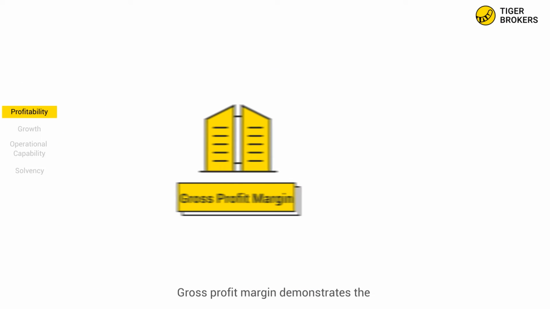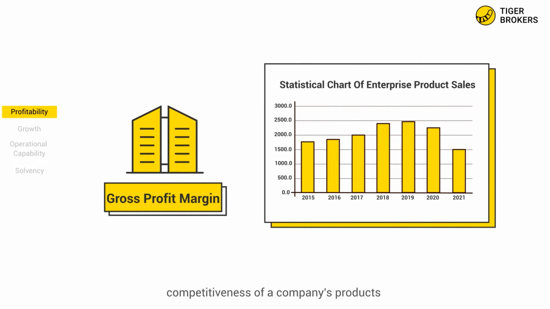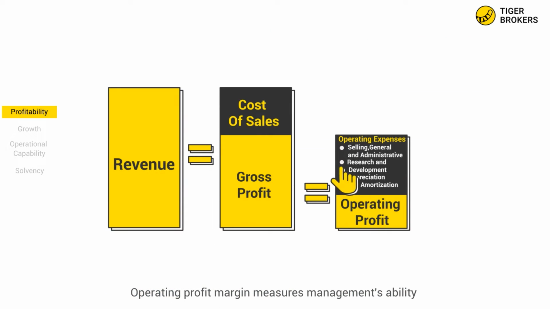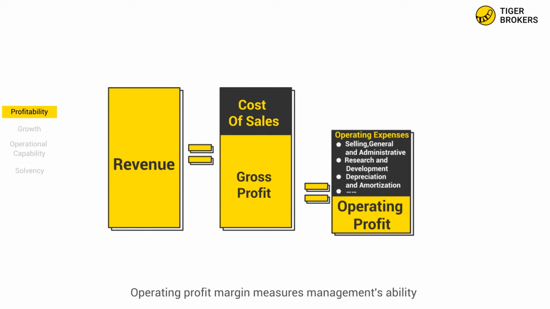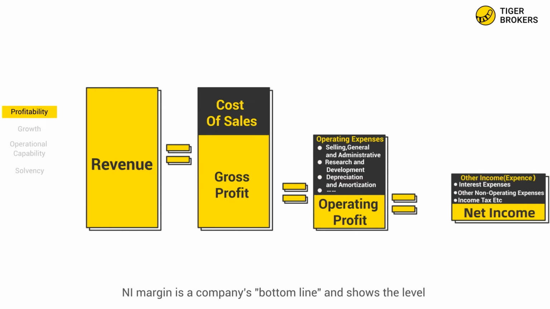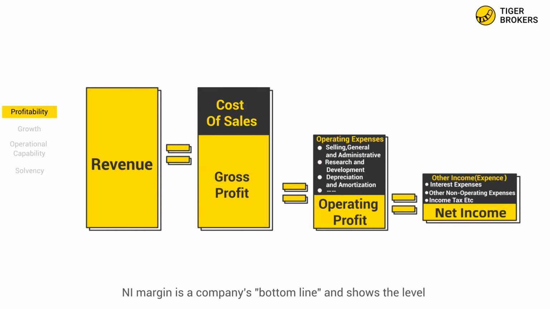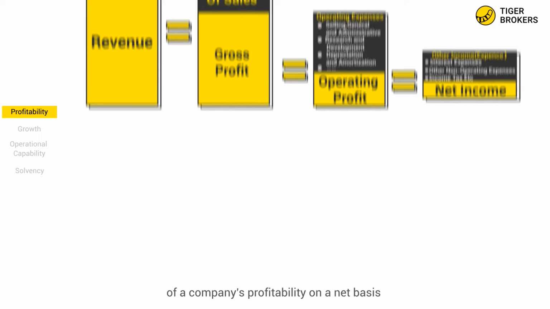Gross profit margin demonstrates the competitiveness of a company's products. Operating profit margin measures management's ability to generate profits from its main business after subtracting costs from revenue. Net income margin is a company's bottom line and shows the level of a company's profitability on a net basis.